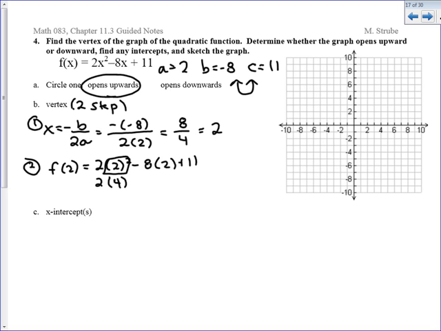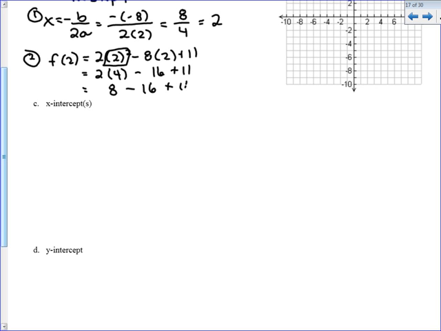So 2 times 2 squared is 2 times 4. You have 8 minus 16 plus 11. 8 minus 16 is negative 8, plus 11 equals 3. So my vertex is at the point (2, 3).